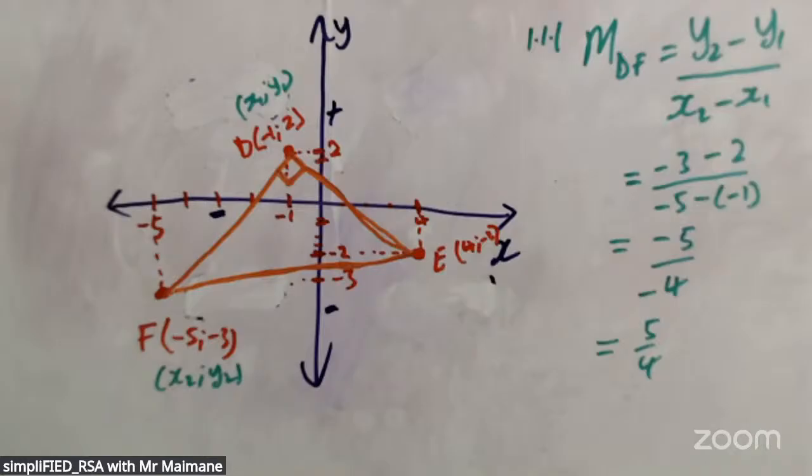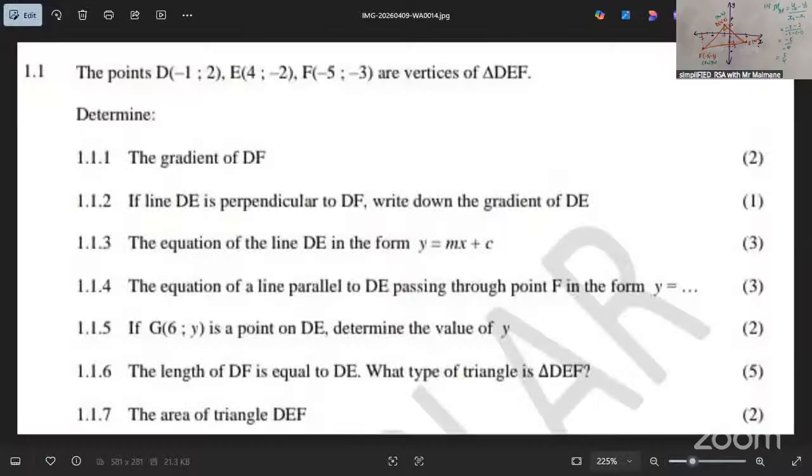You might have forgotten, but that's what it is. Anyway, when lines are perpendicular to each other, when you multiply both their gradients, you must always get a value of -1, which is the reason why they presented the question the way they did. So look at the question. If line DE is perpendicular to DF, write down the gradient of DE.